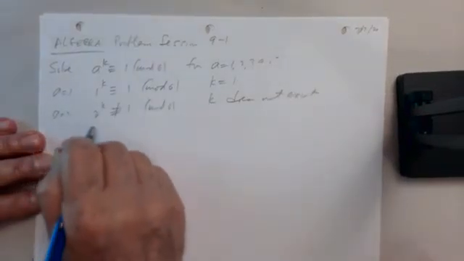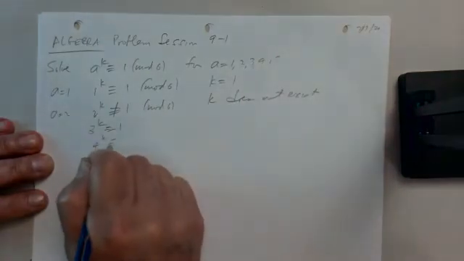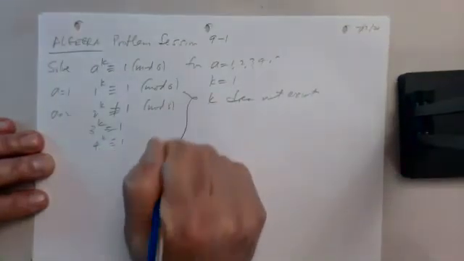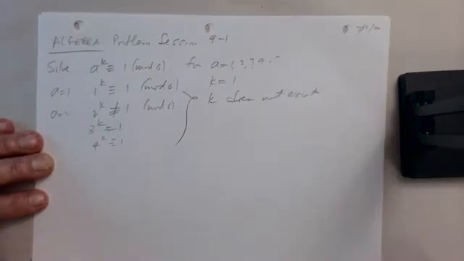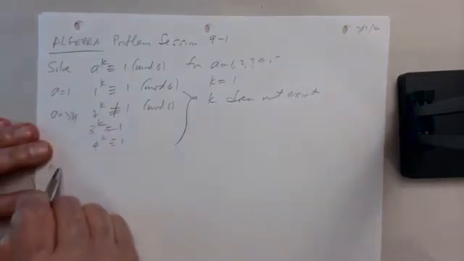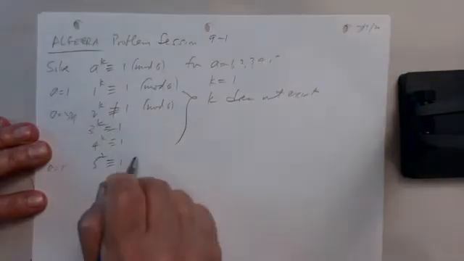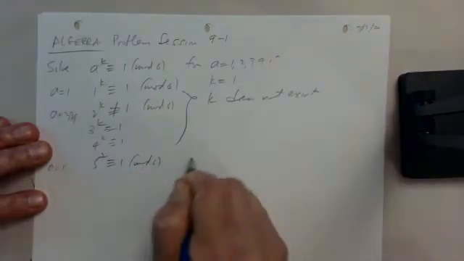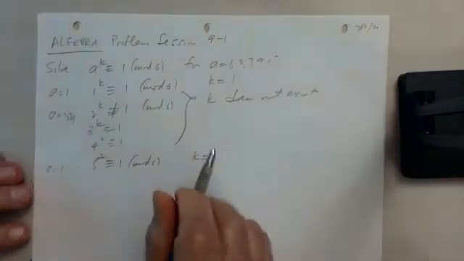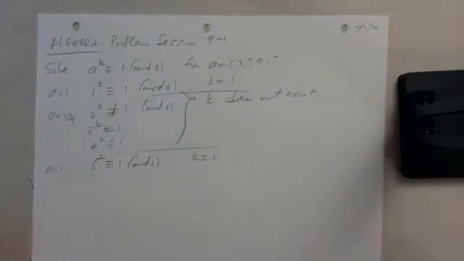Okay, keep going. For a equal 3 and 4, 3 to the k and 4 to the k, for none of these can you solve the congruence. And for a equal 5, the smallest positive integer is 2. 5 squared is congruent to 1 mod 6, so k is equal to 2. Okay, that's what I came up with.